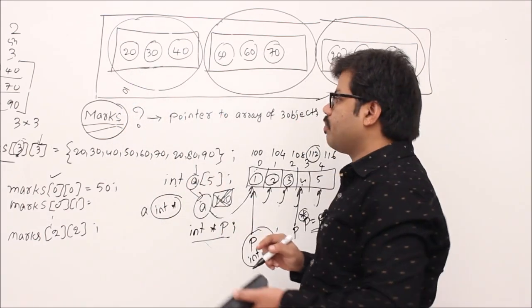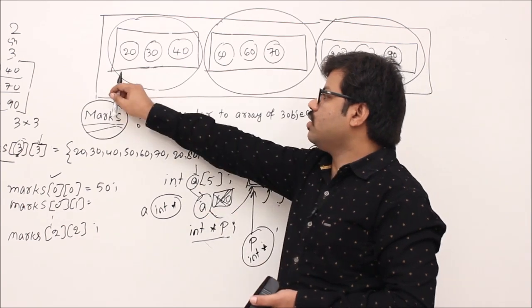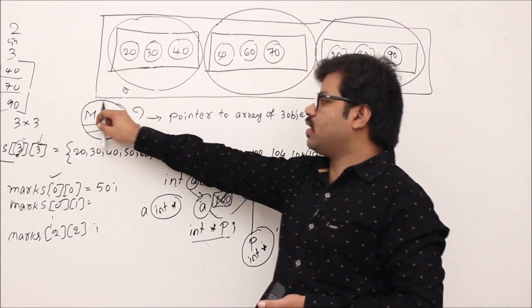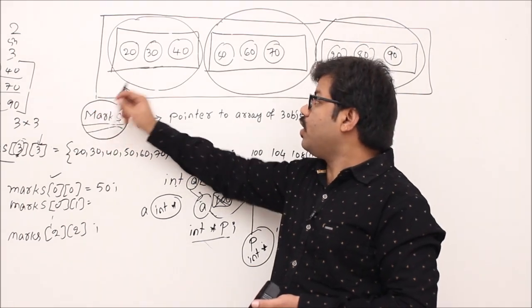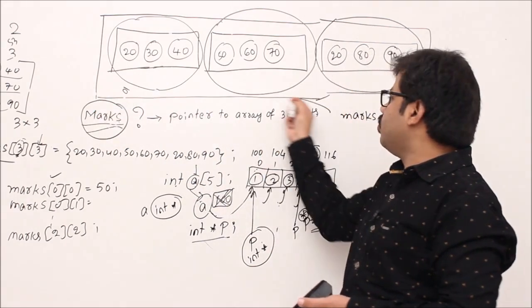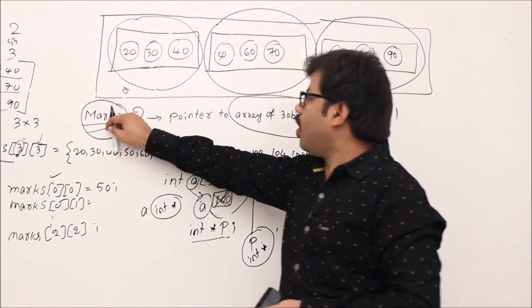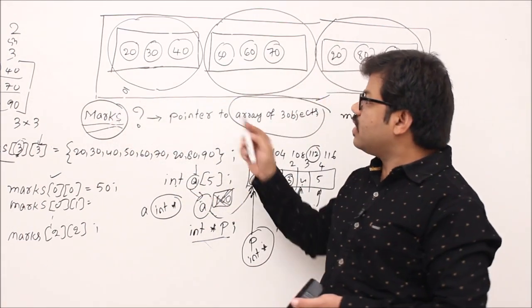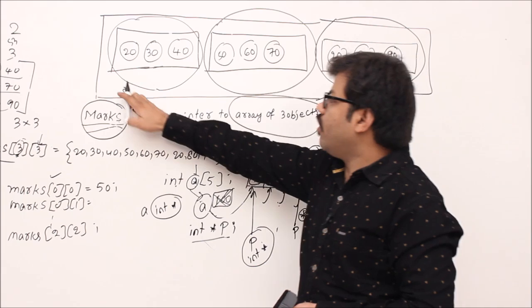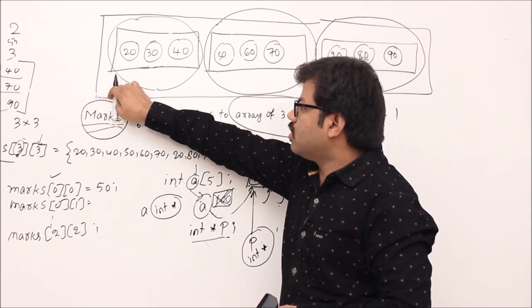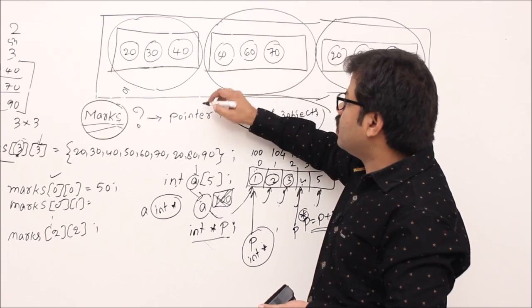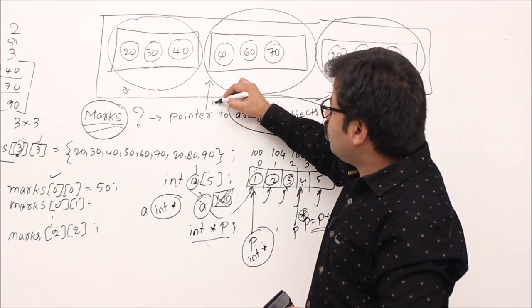So that kind of operation you never try to apply to the owners of the arrays. Now, this is marks. When you do marks plus 1, what happens? Since marks is pointing to an array of 3 objects, when you increment marks, it will go to the next such object. This one is the first object, then the second object is this one. That's why marks comes to this point.